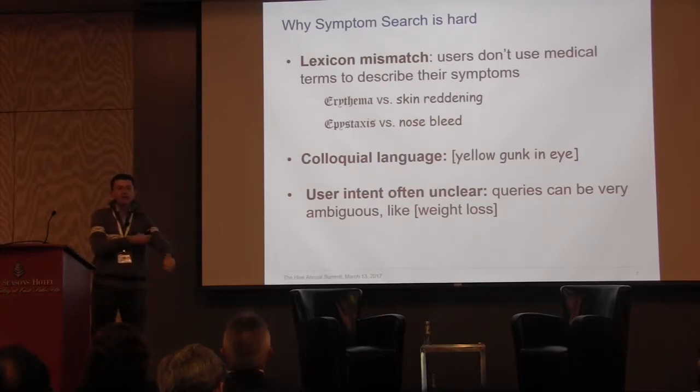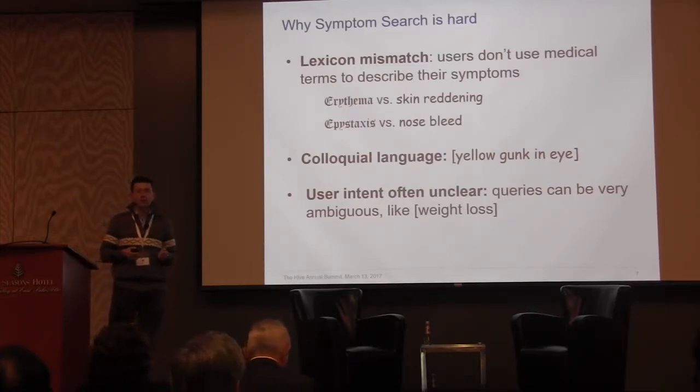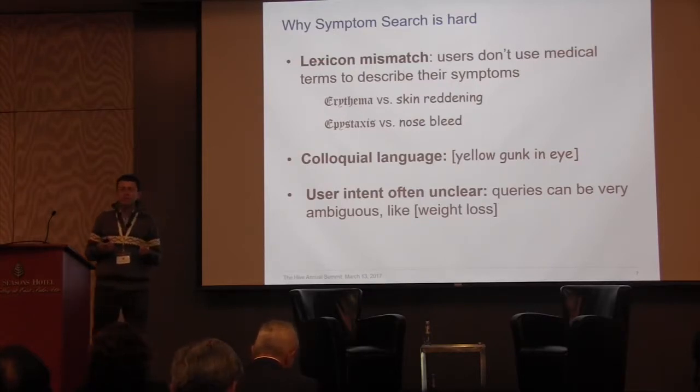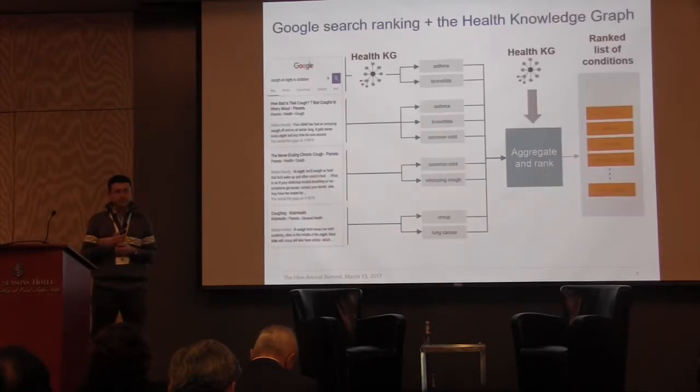And finally, there is user intent behind those queries, and it's very elusive and difficult to figure out. For example, weight loss. Is it a query about how to lose weight, or is it a symptom which could be a precursor of a disease, or is it a side effect of a drug I've taken before? That's what makes symptom search difficult.